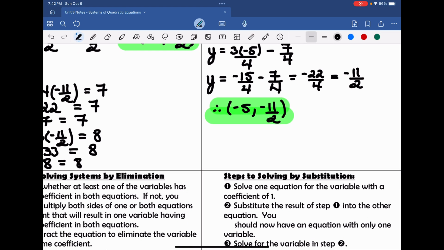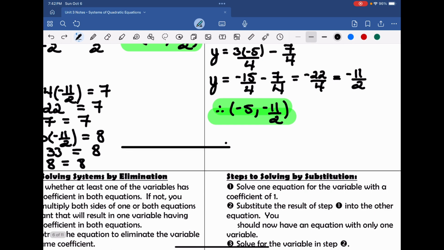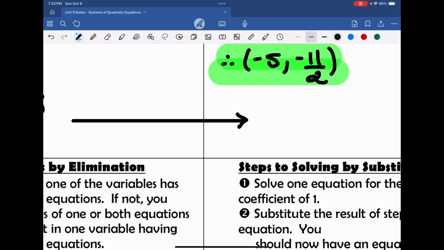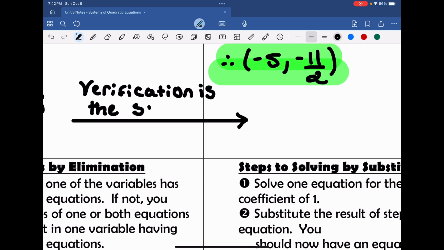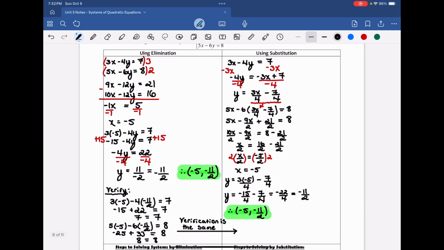And then let's say that we only did the substitution method. We would take this verification step and place it right below here as well. Verification is the same, and maybe I'll make a note about that here. So just above here, I'll say verification is the same. There we go. Awesome. Okay, so here's our two methods, elimination and substitution.